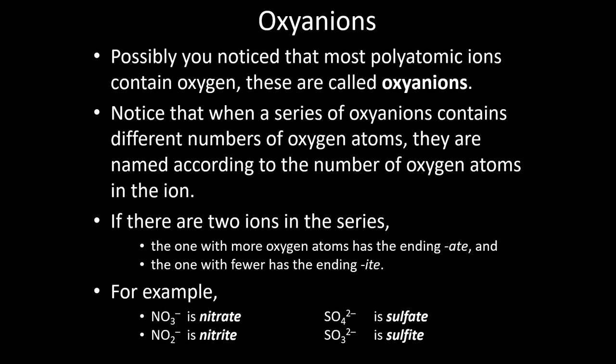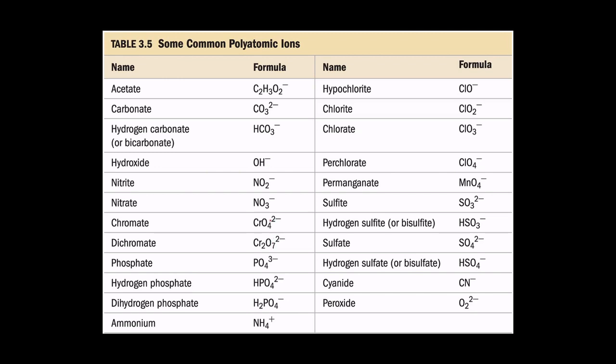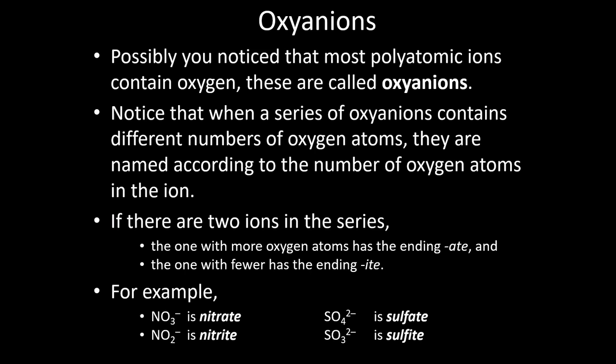Okay, real quick thing about these polyatomic ions. You might have noticed on the last slide that almost all of these have oxygen in them, and not just one oxygen. Many of these have multiple oxygens in them. Because of that, these actually get a special name. We call these oxyanions.